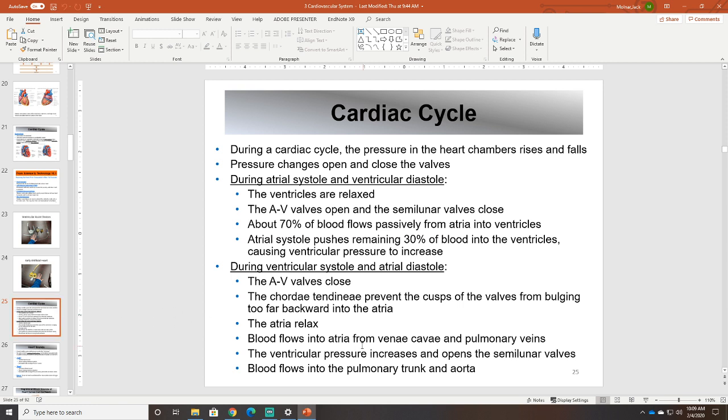All right. So we mentioned ventricular pressure increases, and that's going to eventually open the semilunar valves, all right, the pulmonary and the aortic valves.